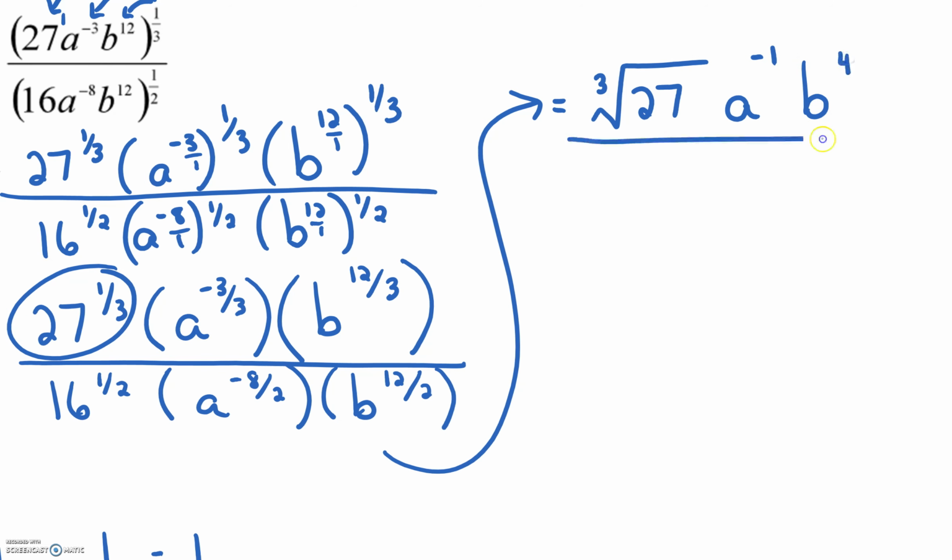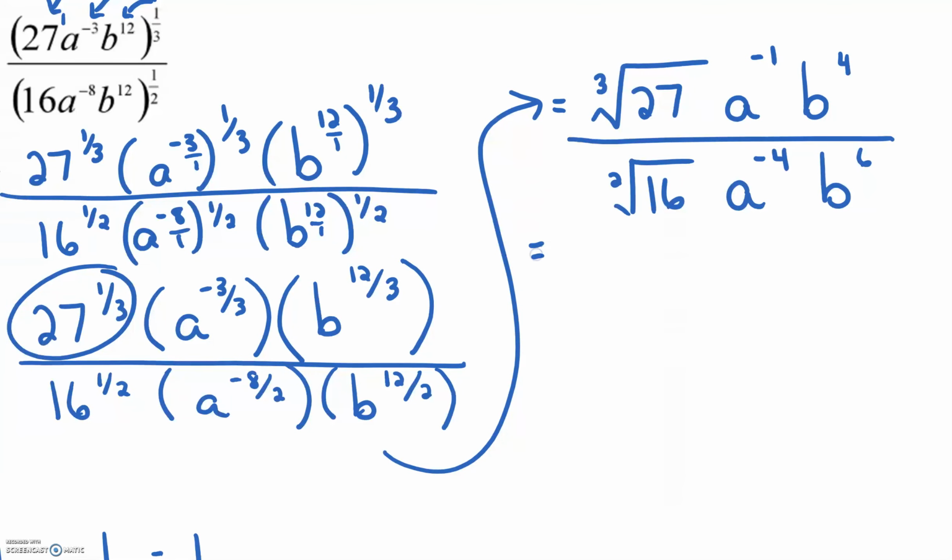So it's important here that you reduce your fractions before you do anything else. 16 to the power of 1 over 2. You put the 16 inside the root. And again, you could put the 1 there if you want, or just ignore it. Negative 8 divided by 2 can be reduced to negative 4. And then you have b to the power of 12 divided by 2, which is 6. You are not done yet.